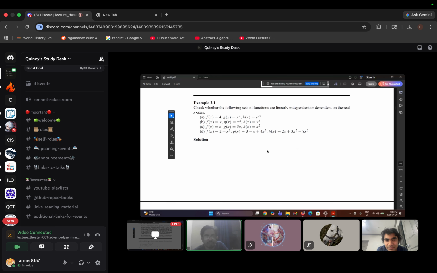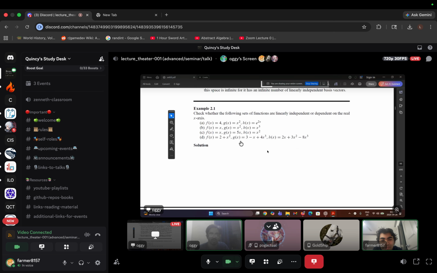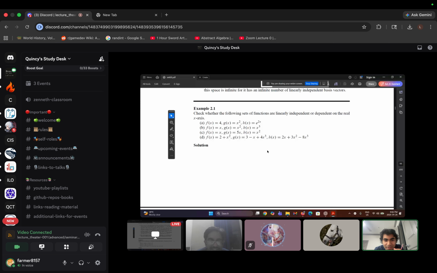And I think the B part is the same. It's going to be the same issue. C part, anyone want to guess? Probably dependent. We have x and 5x, so it's going to be dependent. Yeah. D part, anybody want to try it?